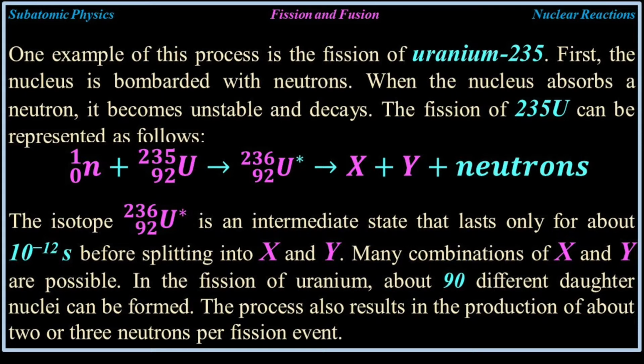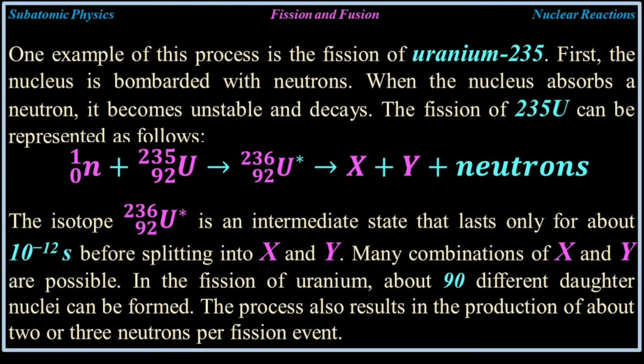One example of this is the fission of uranium-235. First, the nucleus is bombarded with neutrons. When the nucleus absorbs a neutron, it becomes unstable and decays. The fission of 235 can be represented as follows. The isotope uranium-236 is an intermediate state that lasts only for about 10 to the negative 12th seconds before splitting into X and Y. Many combinations of X and Y are possible.